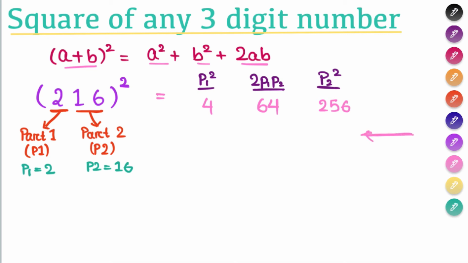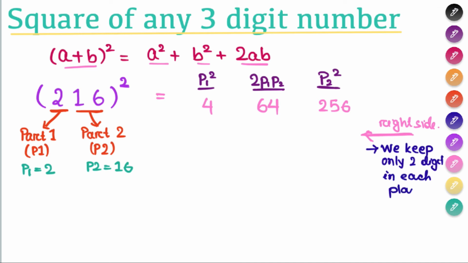We'll start doing from the right side, and we will only keep 2 digits in each place. So let me write over here, we keep only 2 digits in each place. Okay, and we'll take the rest as carryover. What do I mean by that?